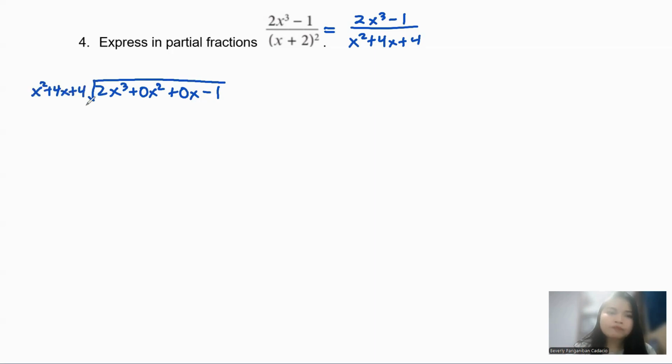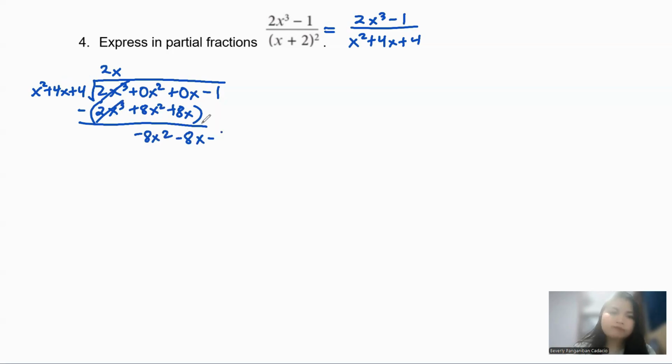Let's divide. So, 2x cubed divided by x squared, you have 2x. Okay, multiply that. You will have 2x cubed. That's the target for you to have the 2x cubed. Then multiply this, it will become plus 8x squared. Multiply that, it will be plus 8x. Okay, and then what you're going to do is subtract all together. So this one will be 0, but this one will be 0 minus 8, so negative 8x squared. 0 minus 8x, minus 8x.